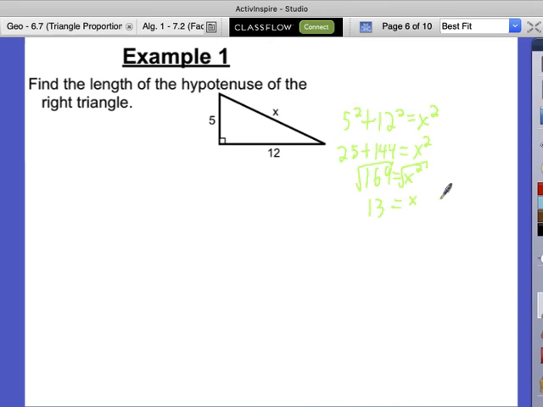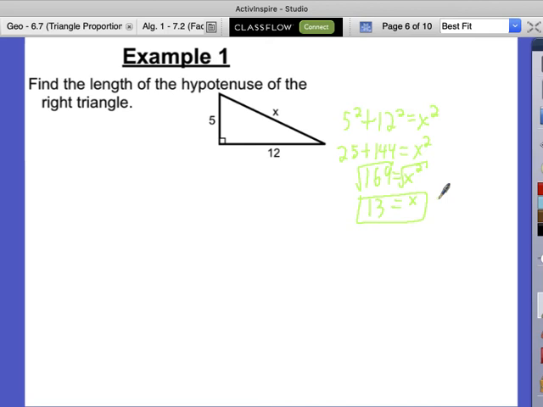Anyway, so our hypotenuse is what length? 13. Okay, it's kind of neat. Now, if you recall from Algebra 1, when you take the square root of both sides of an equation like we just did, you're supposed to account for both the positive and the negative. But can we have a negative length? No. So we can automatically discount the negative here, because we're talking about length. It can't be negative 13 long. It's impossible. Okay, questions on that?